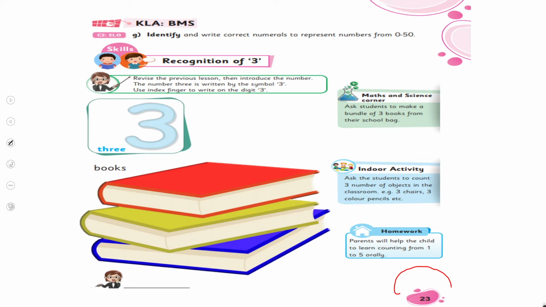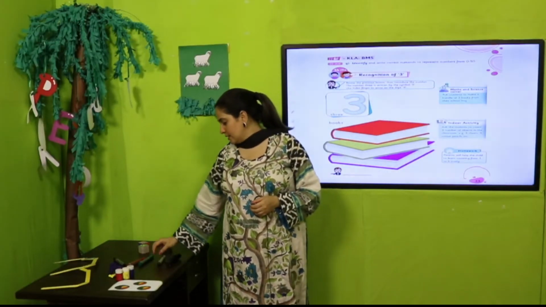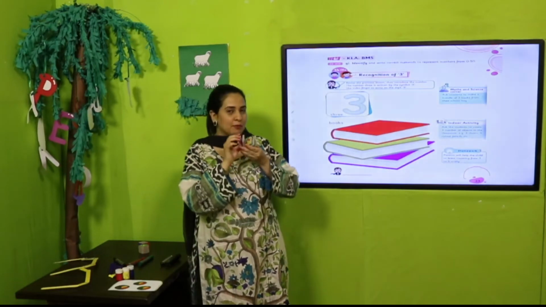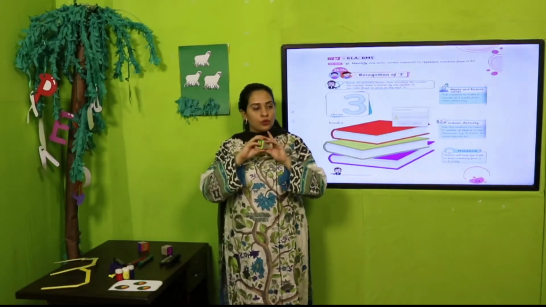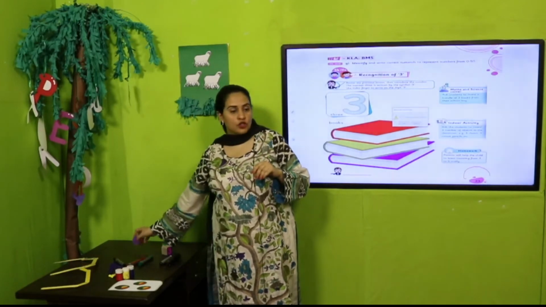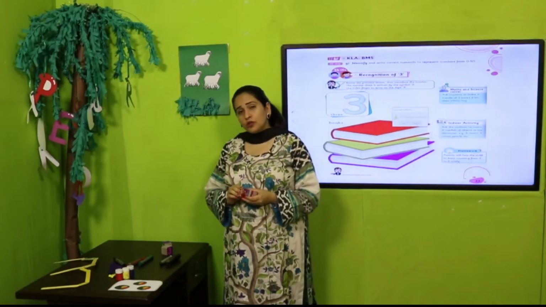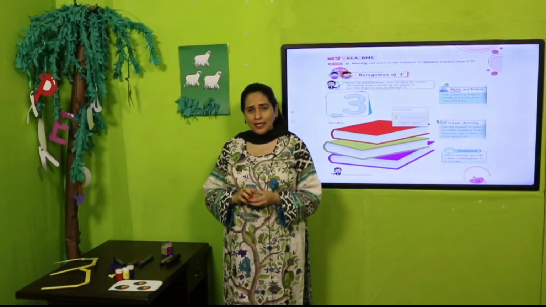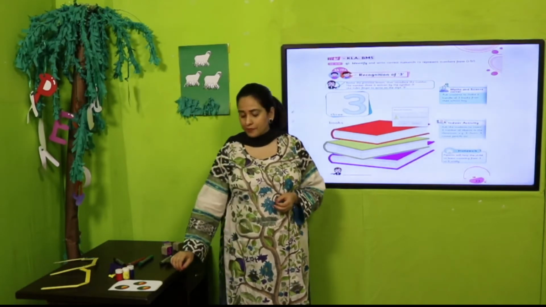book. Can you see the little books over here on your page? I also have some small books over here. Let's count them. 1, 2 and 3. So what does 3 look like? We can count 3, but have you ever thought about how 3 looks like?